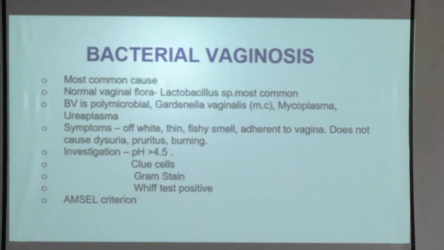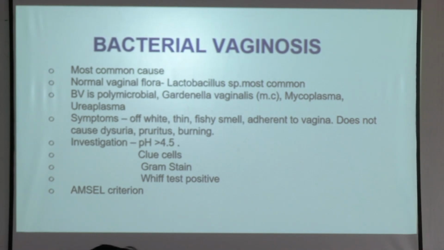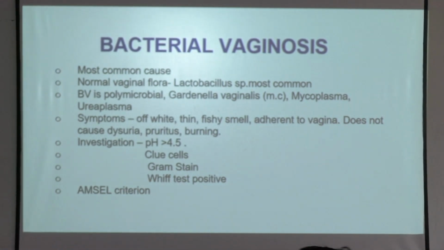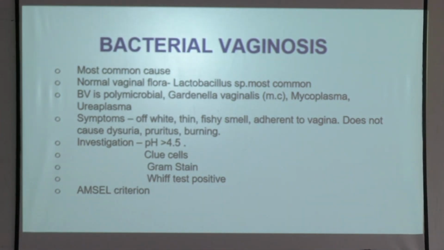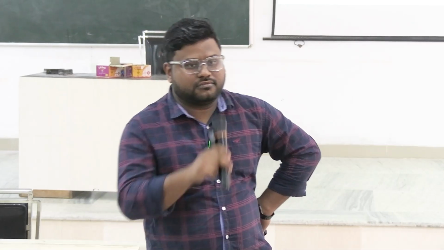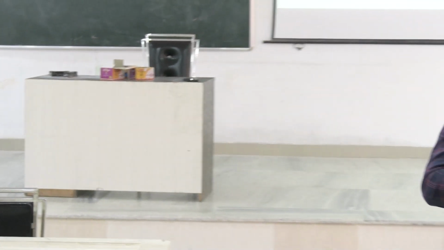Normally, what is normal vaginal discharge? What is the normal commensal organism in the vagina? Lactobacillus. Why Lactobacillus? Because of the acidic environment. How is the acidic environment of the vagina maintained? Lactobacillus produces lactic acid. It breaks down glycogen, makes lactic acid, and keeps the pH below 4.5.